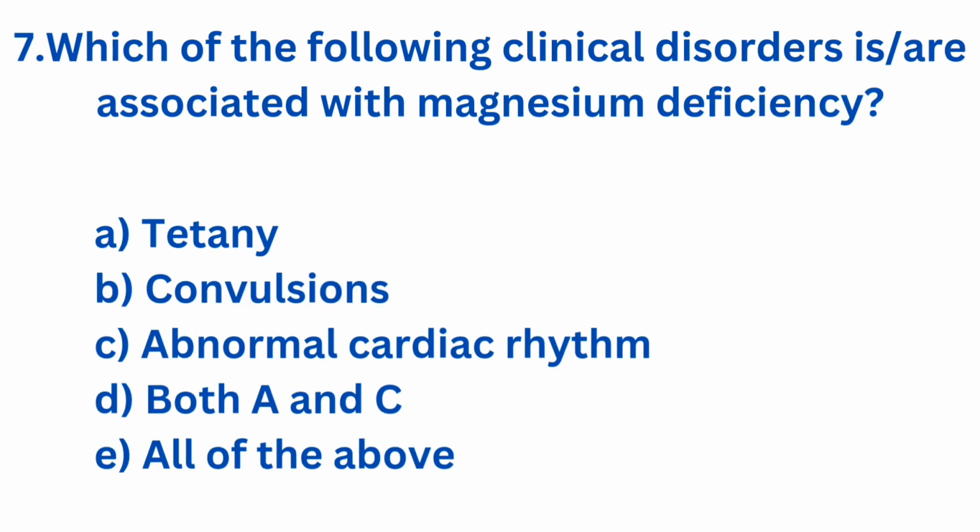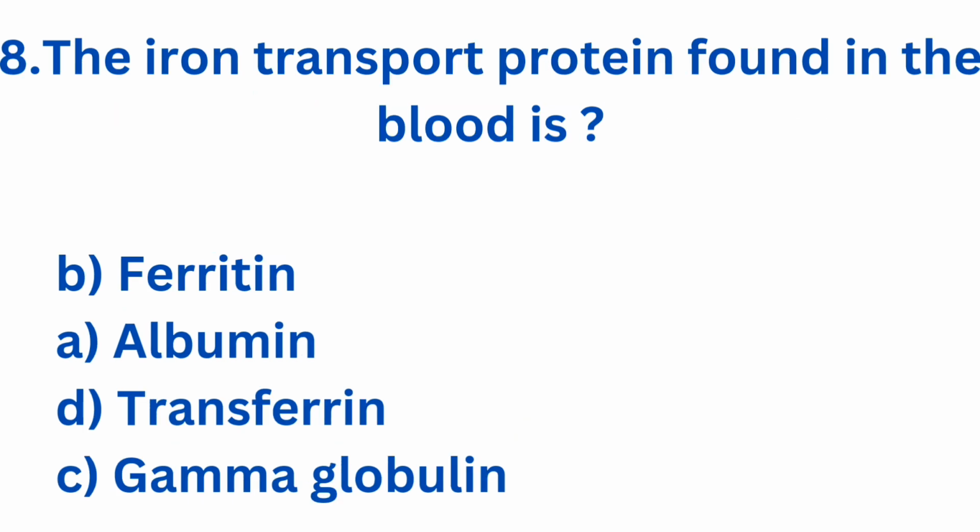Question number 7. Which of the following clinical disorders are associated with magnesium deficiency? Option A, tetany, option B, convulsions, option C, abnormal cardiac rhythm, option D, both A and C, and the last option is all of the above. The right answer is option E, all of the above. Tetany, convulsions, abnormal cardiac rhythm are associated with magnesium deficiency.